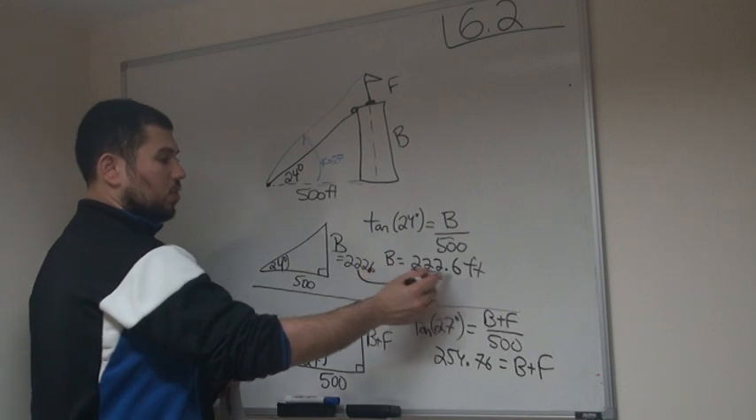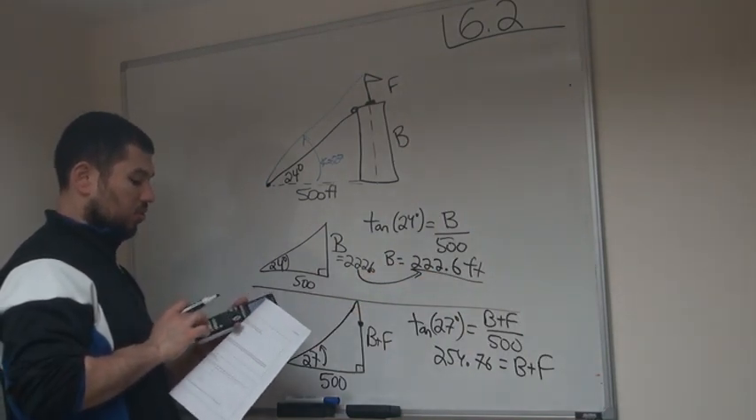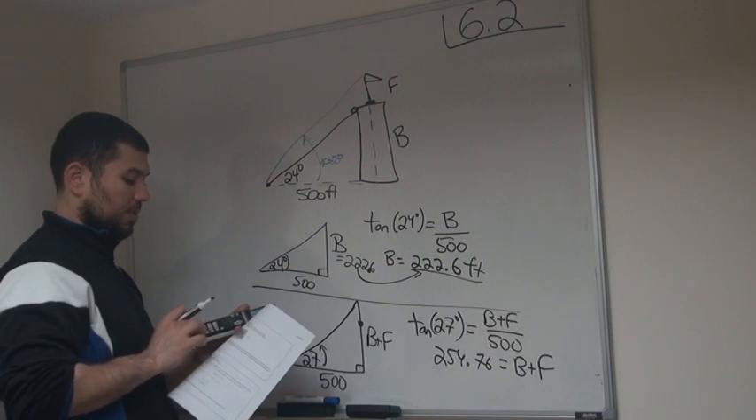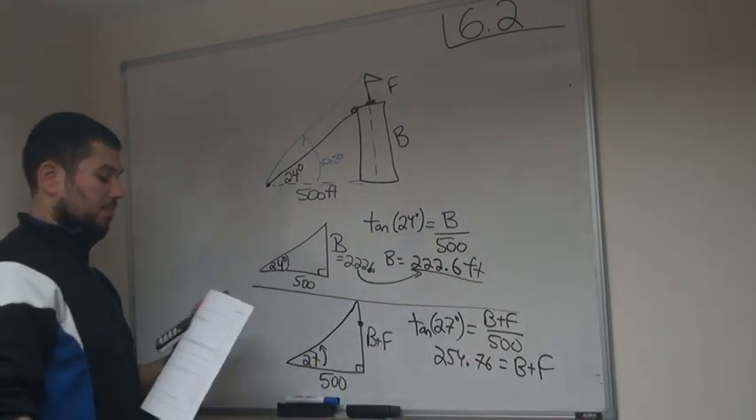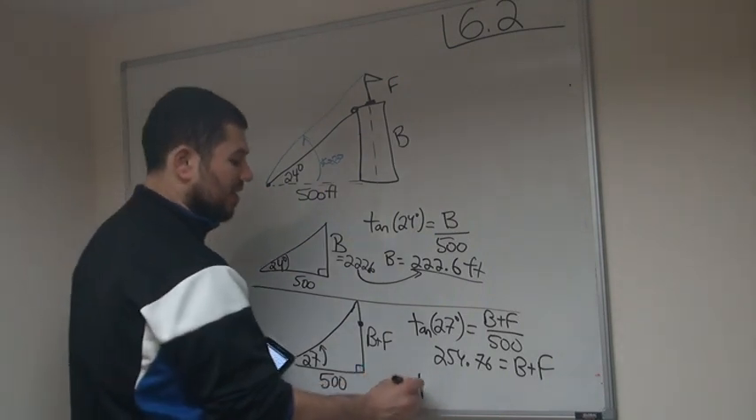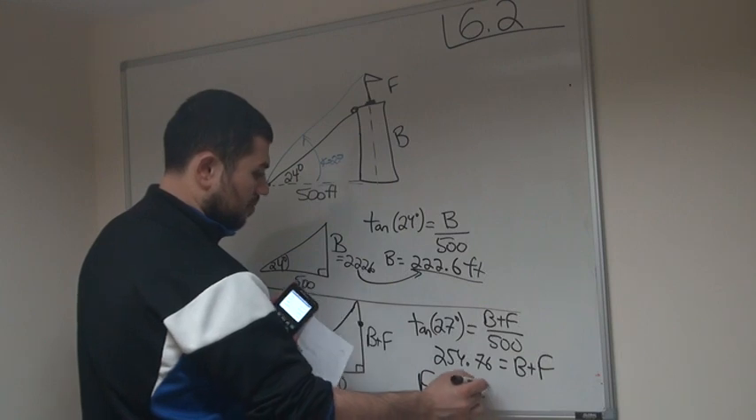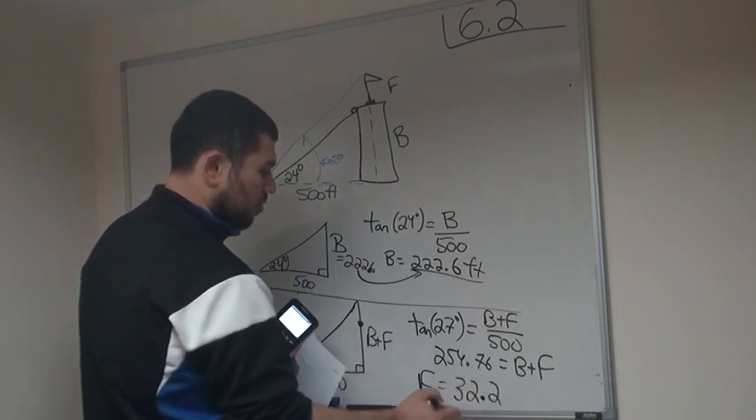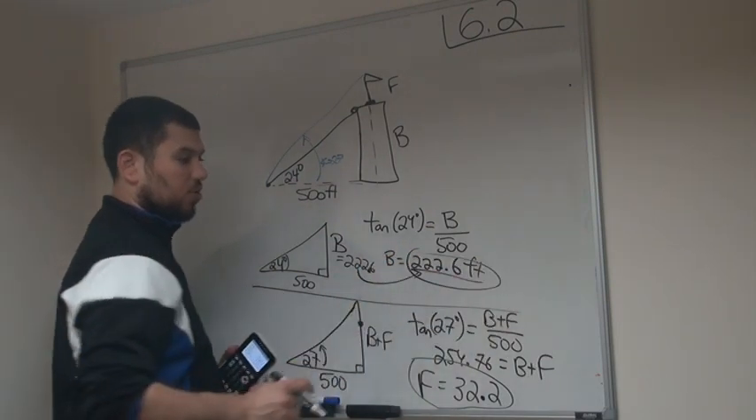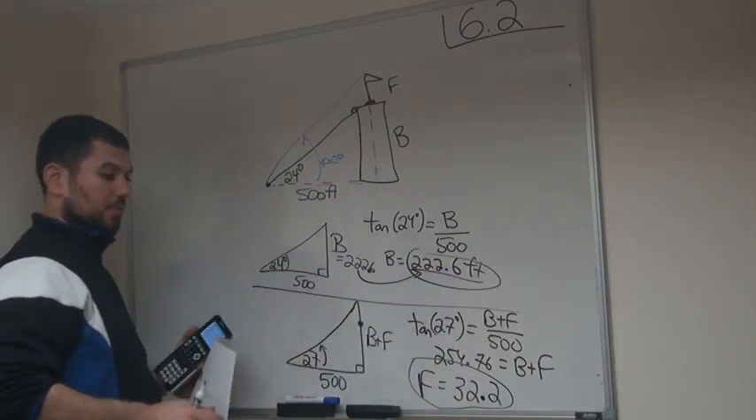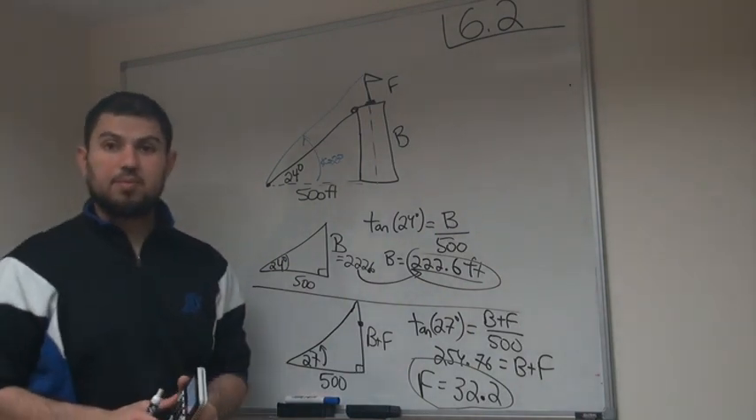If the building was 222.6, I can subtract 222.6, which is building, from 254.76, which is building plus flag, and I get that the flagpole is equal to 32.16, or roughly 32.2 feet. So the building is 222.6 feet, the flagpole is 32.2 feet. That's how we do these types of problems.